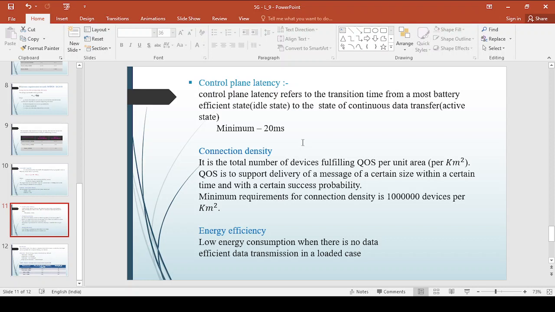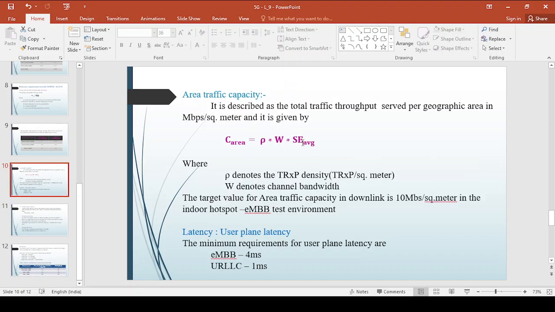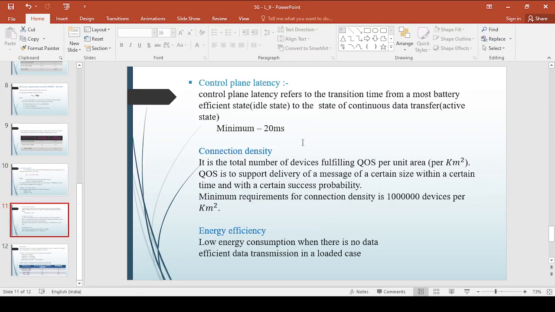We have seen what the terms control plane latency and user plane latency mean under lecture 3 or lecture 4. You can refer to that, right? Now user plane latency is 4 milliseconds for eMBB, and for URLLC, ultra reliable low latency communication, it is 1 millisecond.